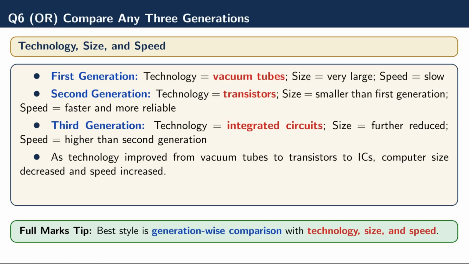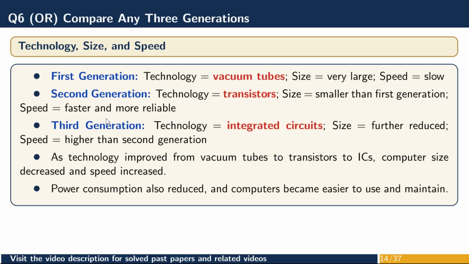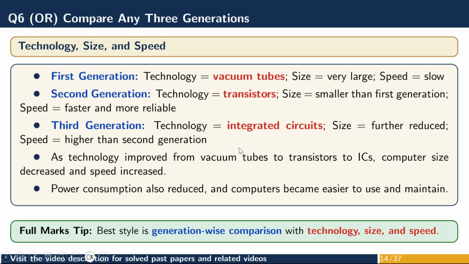How to get full marks? Best style is generation-wise comparison with technology, size, and speed. Power consumption also reduced and computer became easier to use and maintain. And this is a tip to get full marks.